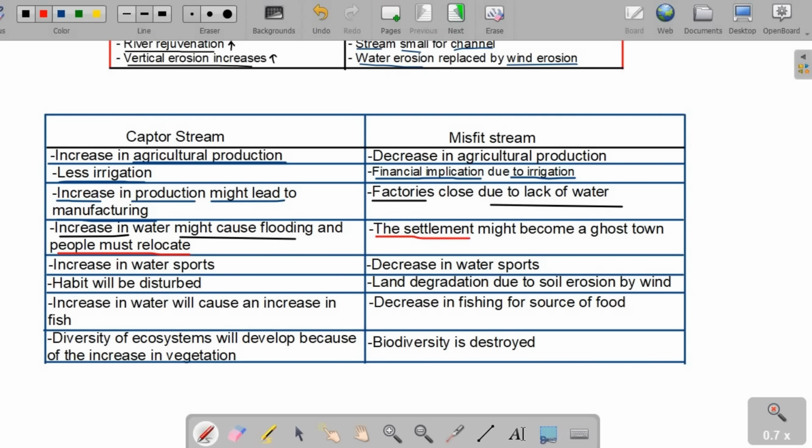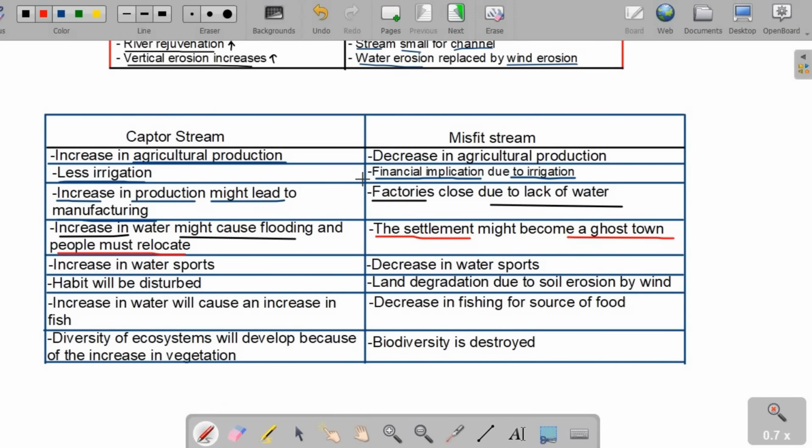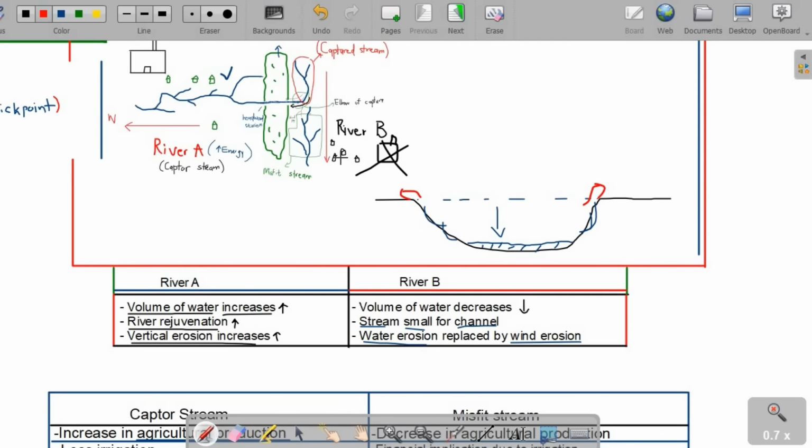This side, well, the settlement might become a ghost town, right? This side, the misfit stream, because there's no jobs, factories have closed, and so why would we still be here? We are going to where there are jobs, and that's usually in urban areas. And so if we do not create employment opportunities for our people, then they are going to get into crime, they are going to migrate into areas that seem promising in terms of job opportunities. This might lead to a ghost town developing where there are no people at all. People have abandoned their homes.